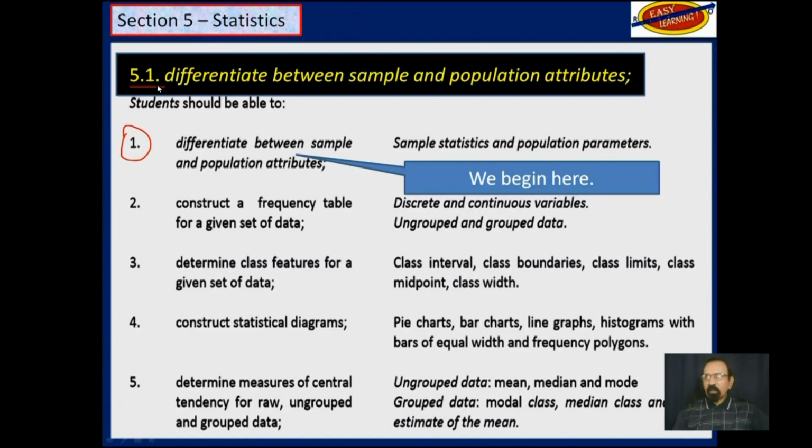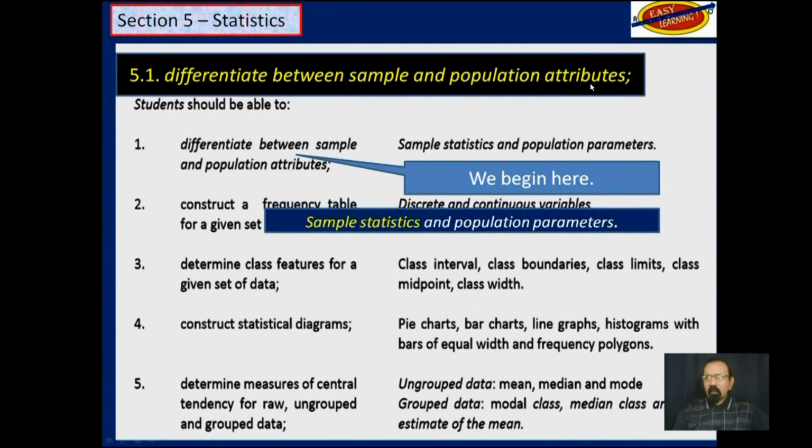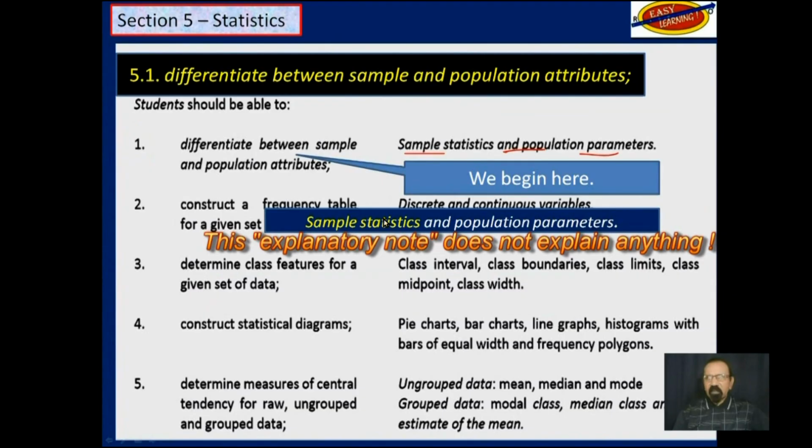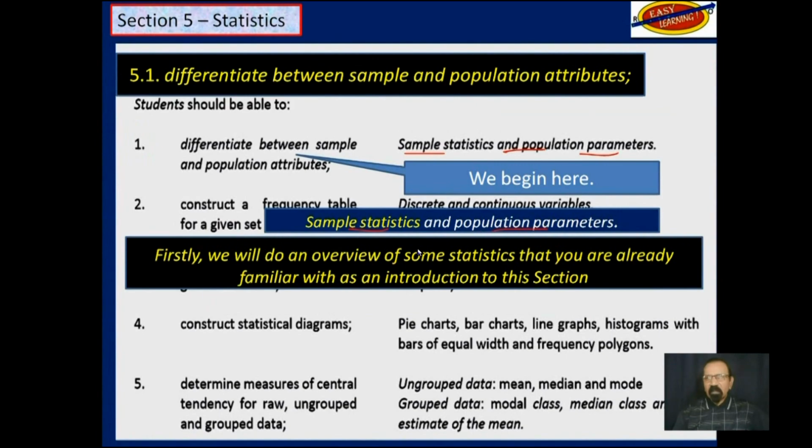Objective 5.1, differentiate between sample and population attributes. And the explanatory notes that CXC gives are: sample statistics and population parameters. Now, the truth of the matter is that is not enough. So firstly, we will do an overview of some statistics that you already are familiar with as an introduction to this section.